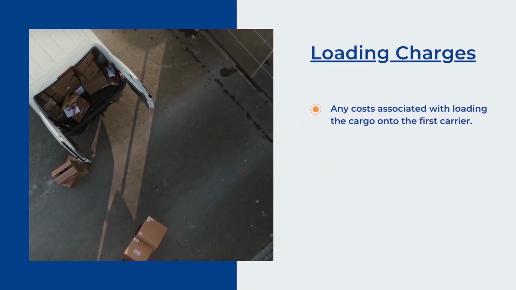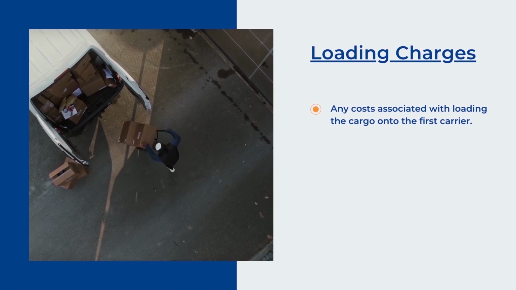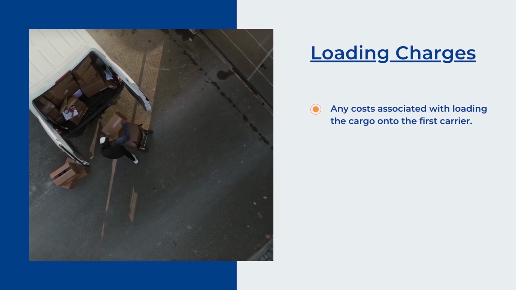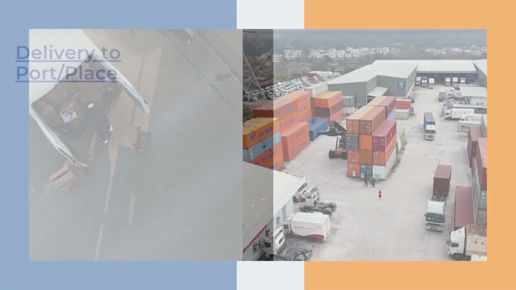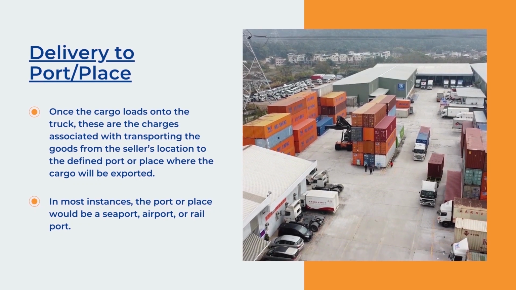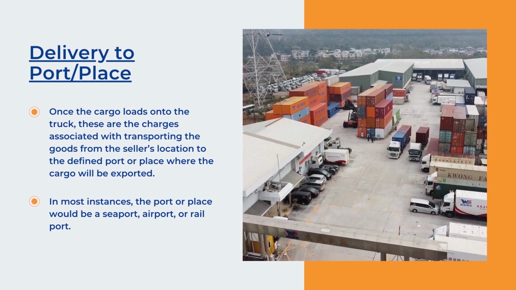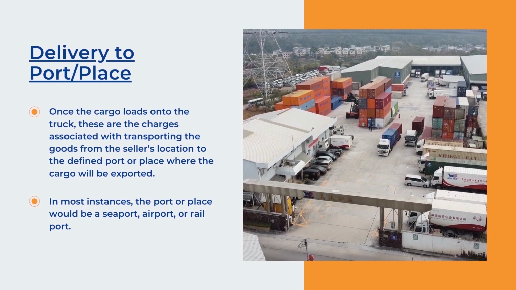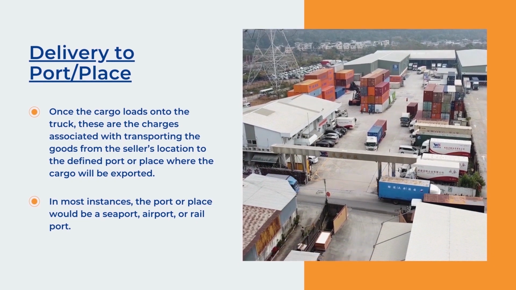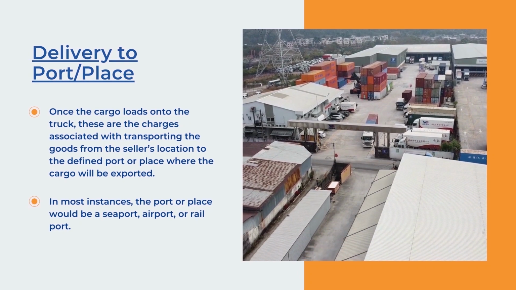Loading charges. As the cargo leaves the seller's location, these are any costs associated with loading the cargo onto the first carrier to transport the goods to the export location. Delivery to port or place. Once the cargo is loaded onto the truck, these are the charges associated with transporting the goods from the seller's location to the defined port or place where the cargo will be exported. In most instances, the port or place would be a seaport, airport, or rail port.